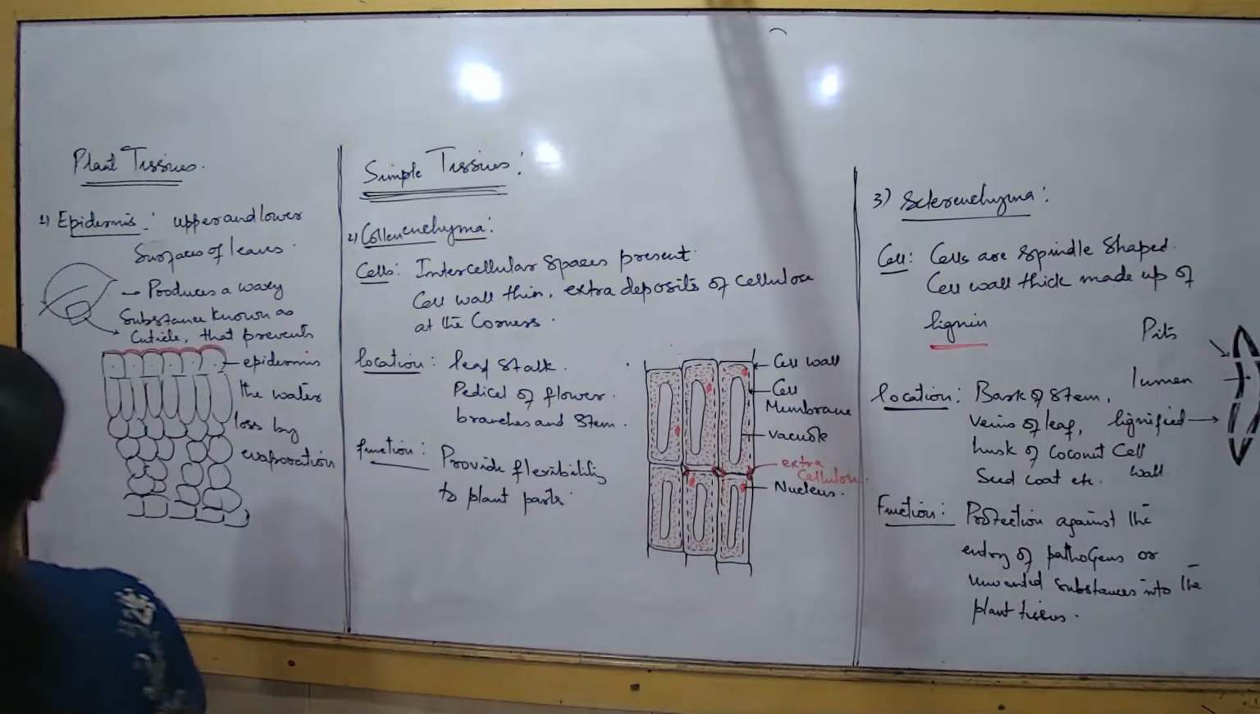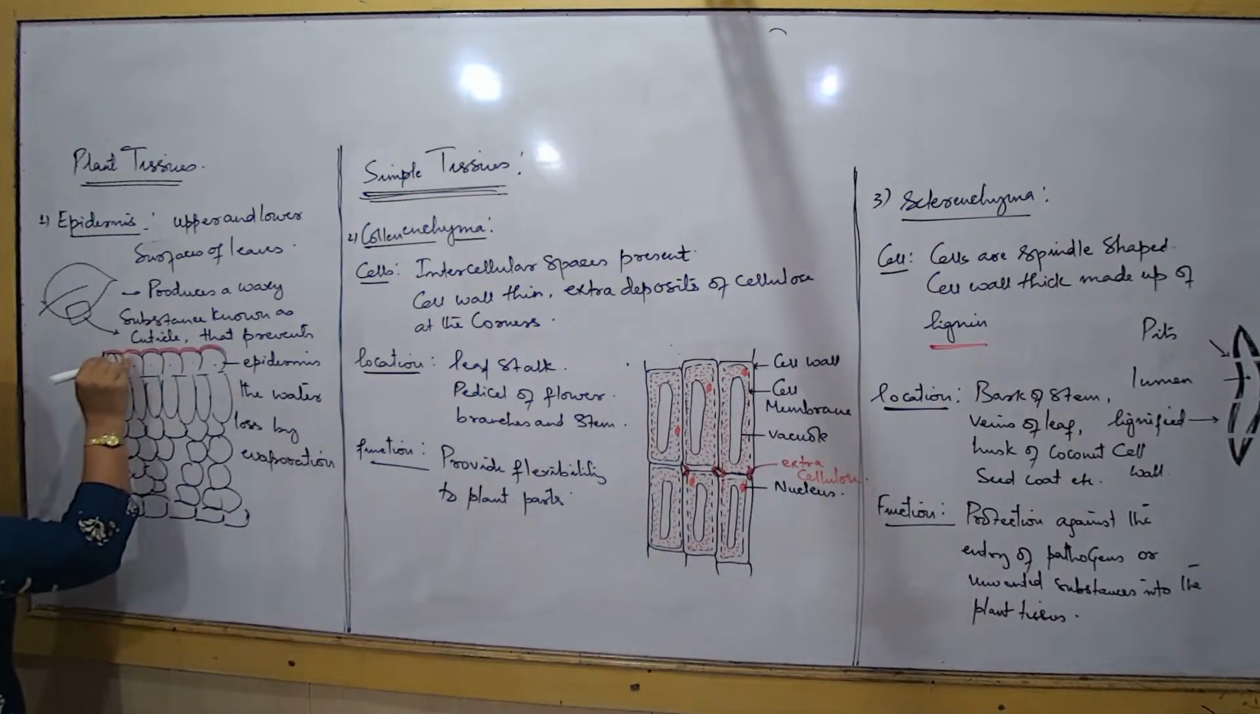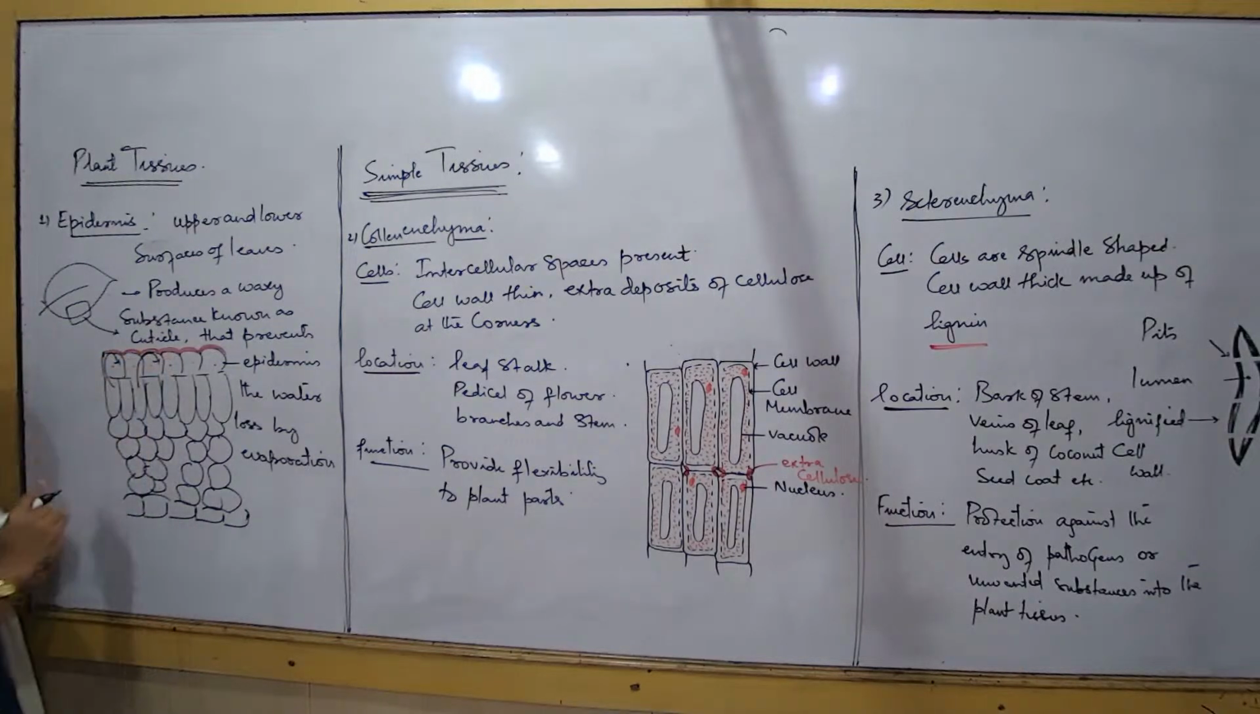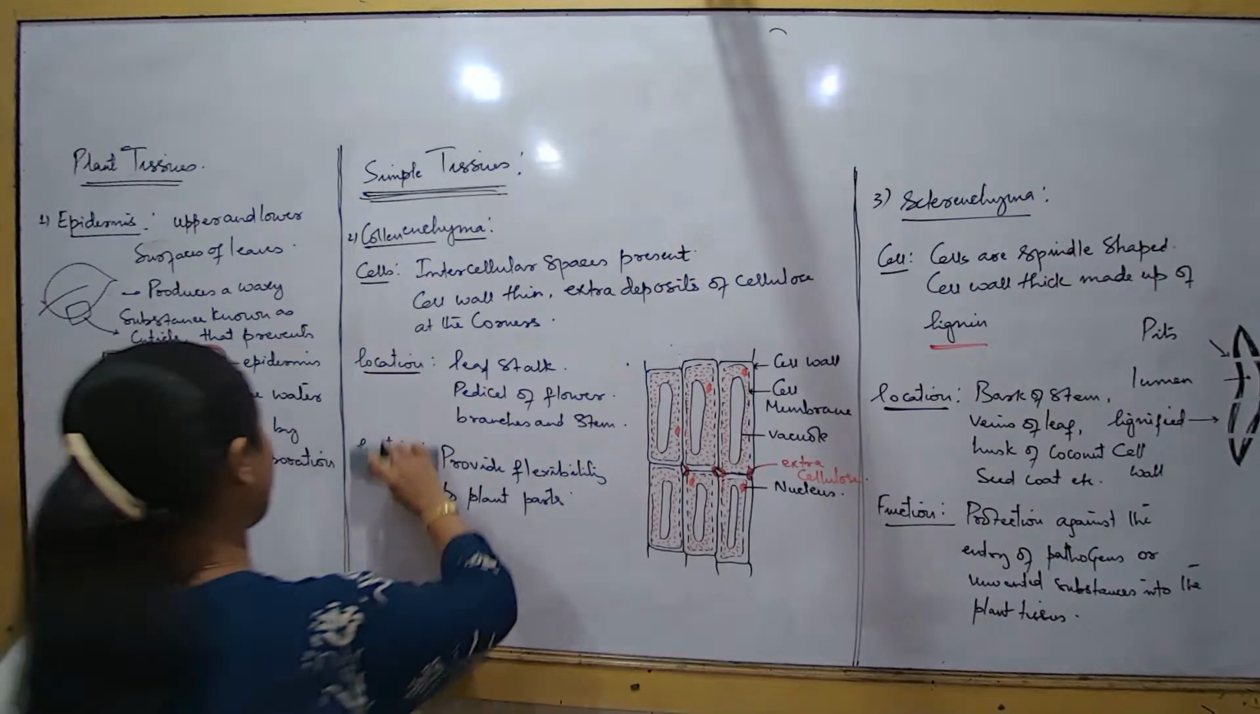So what is the major function? The water from these plants, can they get lost? No, they are conserved. But yes, minimal loss does happen, but not too much. What is the function that you have to write? Prevents the loss of water by evaporation.